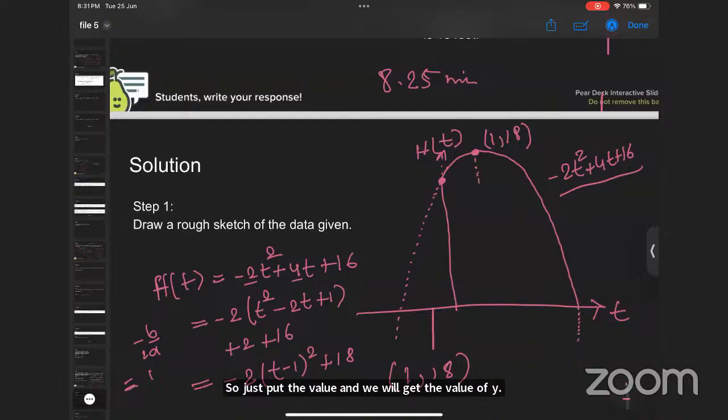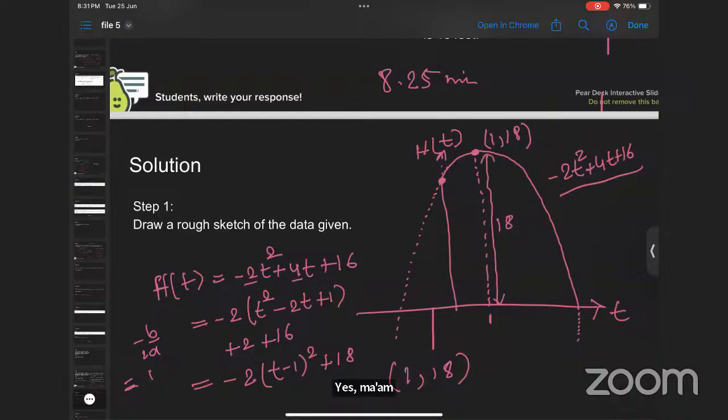We can draw this. This is our 1. So when the time is 1, the height of the ball's path is this, which is 18, right? This length is 18, right? Is it clear to you? Yes, ma'am. And this is the maximum height.